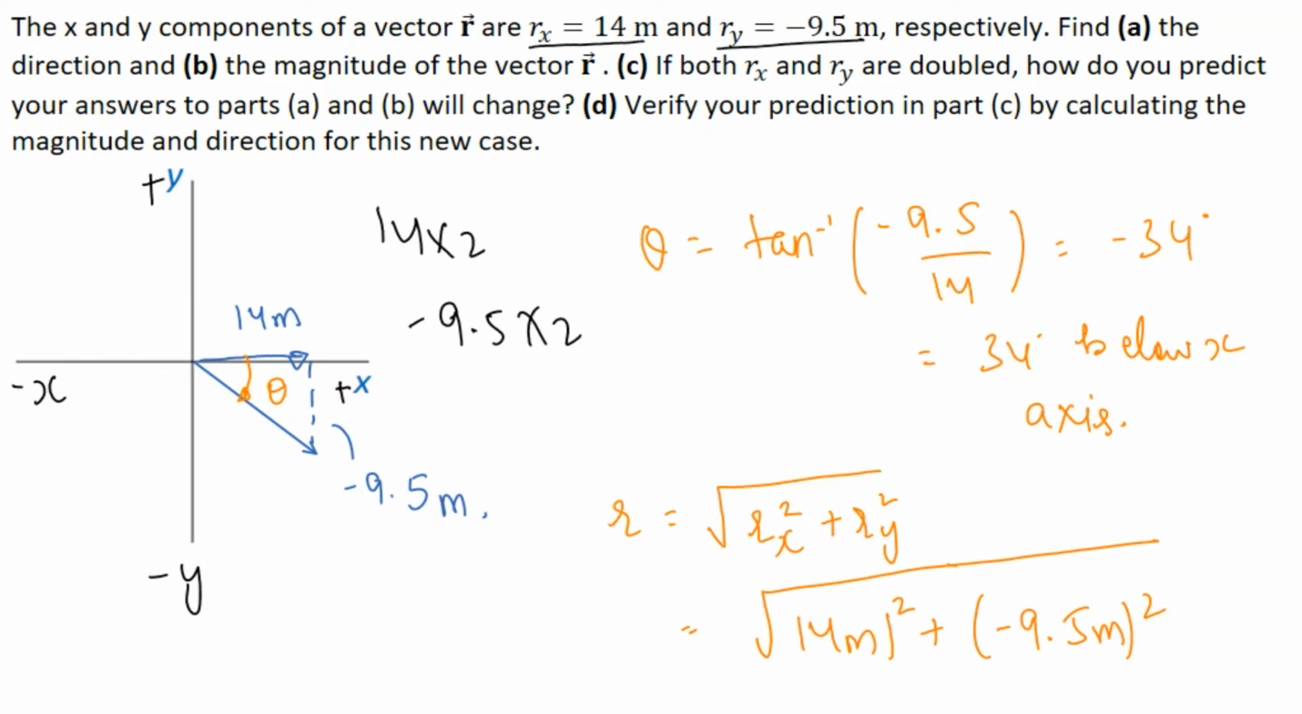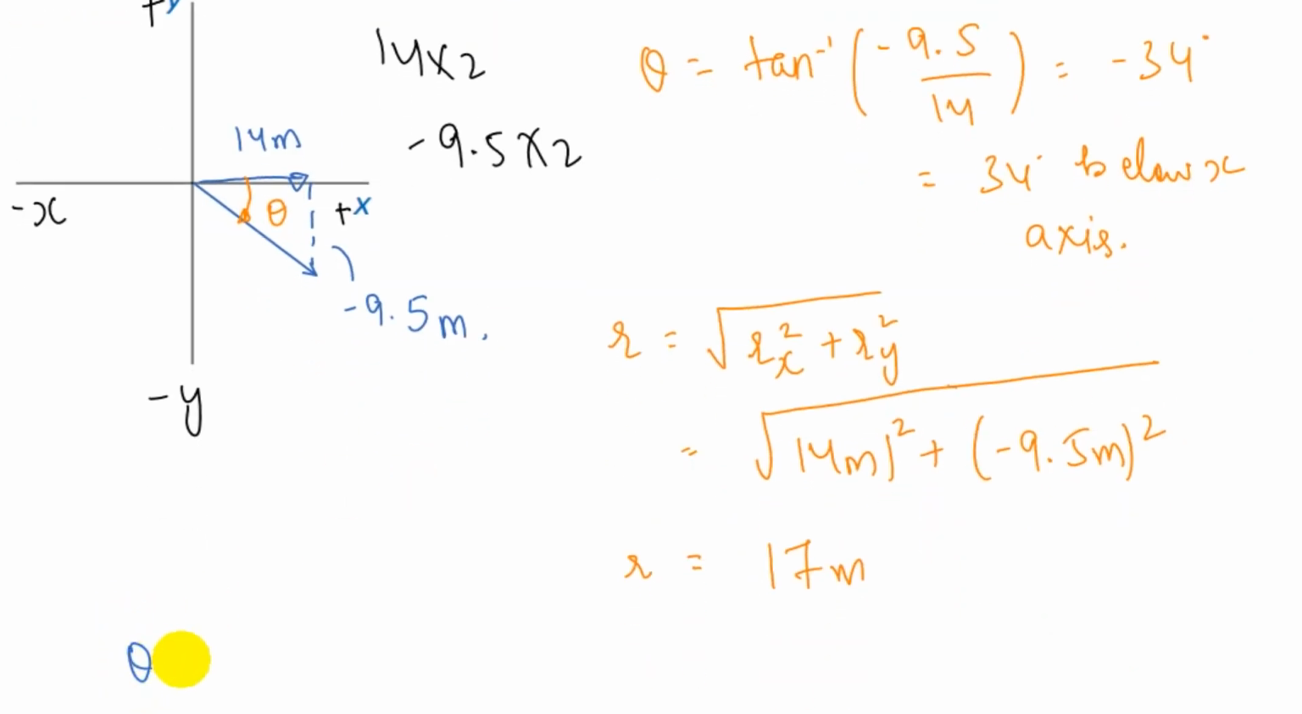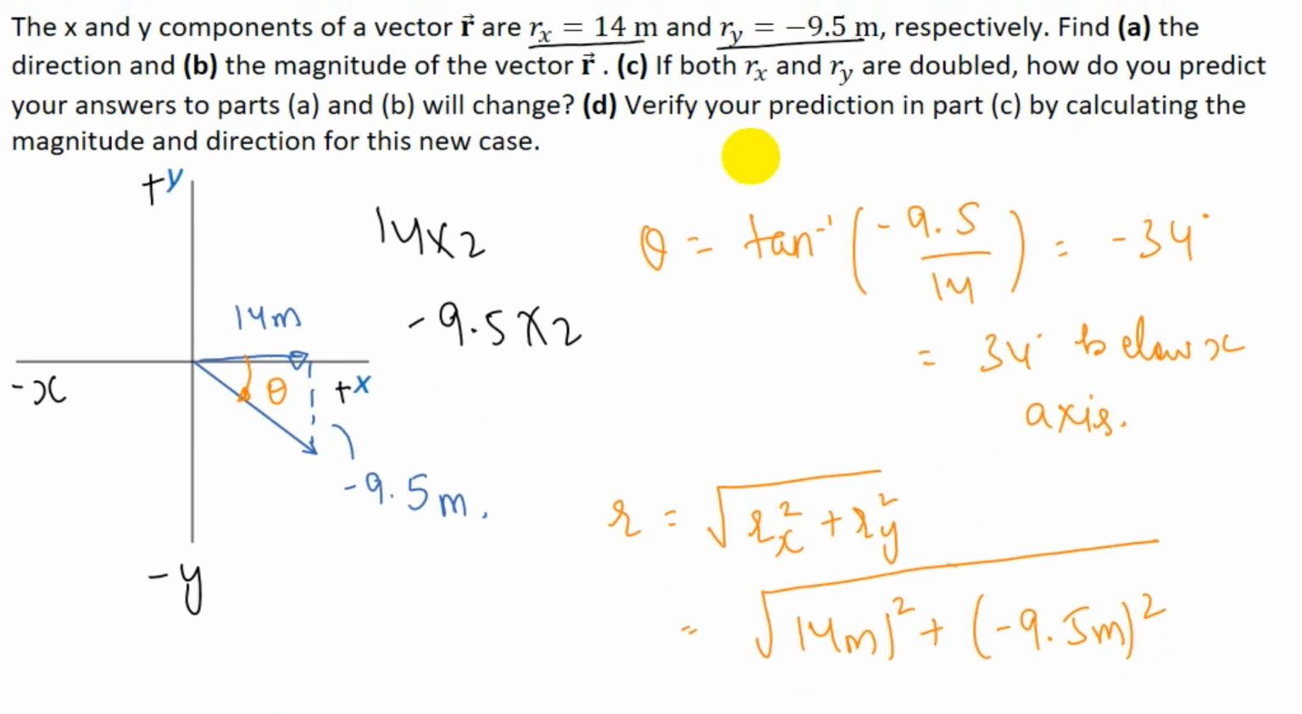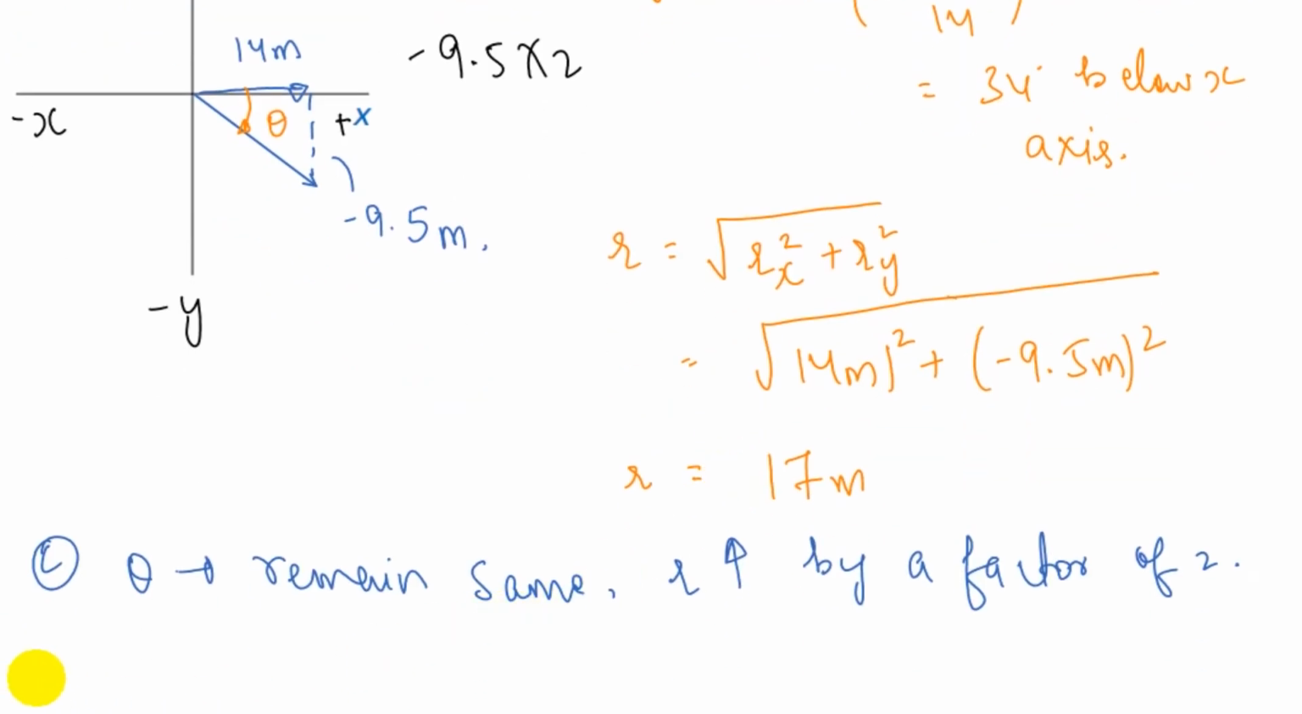It's pretty simple, we have discussed earlier also, same question. Theta would remain same. This is the part C that we are solving. And r will increase by a factor of 2. Now in the D part we have to verify our predictions in part C that we have made. So part D we have to just verify this.